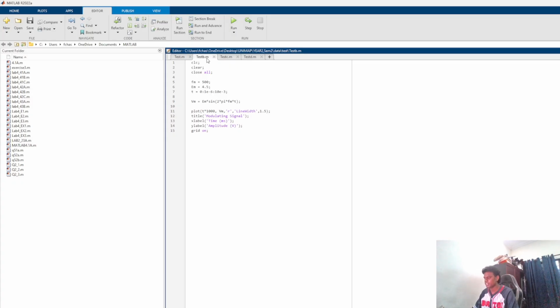For question B, I generated the modulating signal. The modulating frequency is set to 500 hertz and the amplitude is 4.5. The same sinusoidal equation is used and the time is from 0 to 10 milliseconds, but with the modulating frequency. This signal contains the information that will later be transmitted through the carrier.